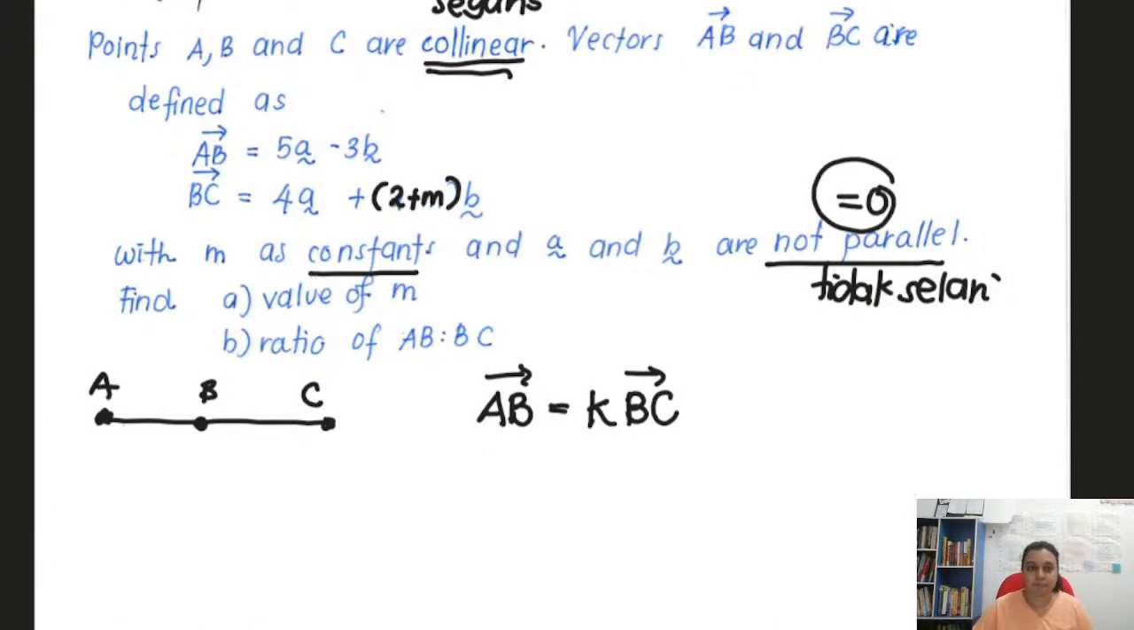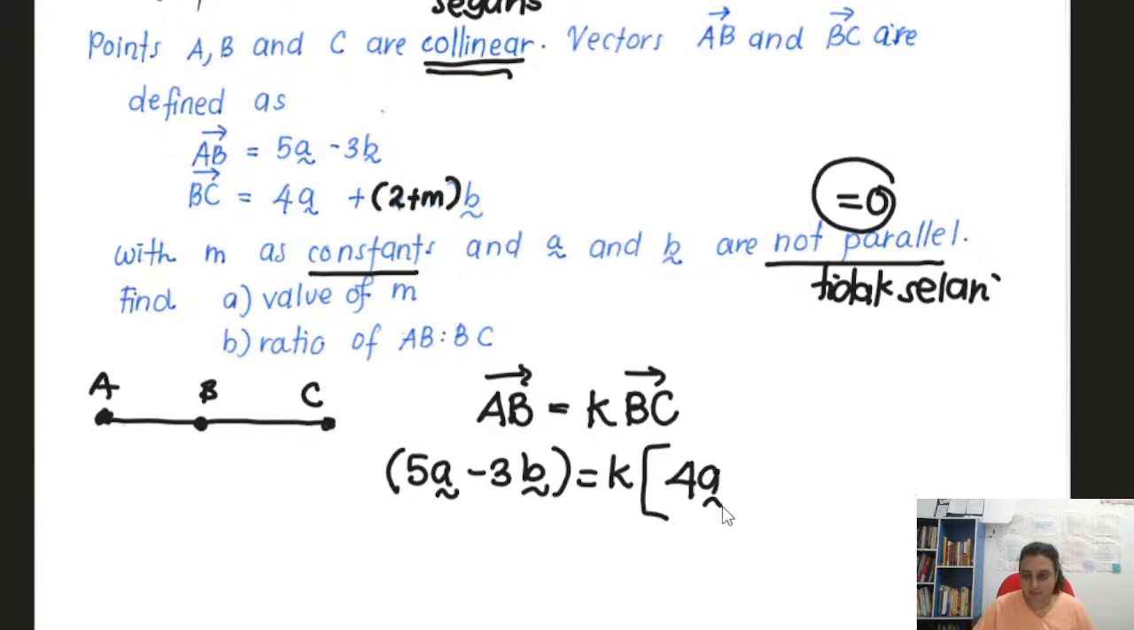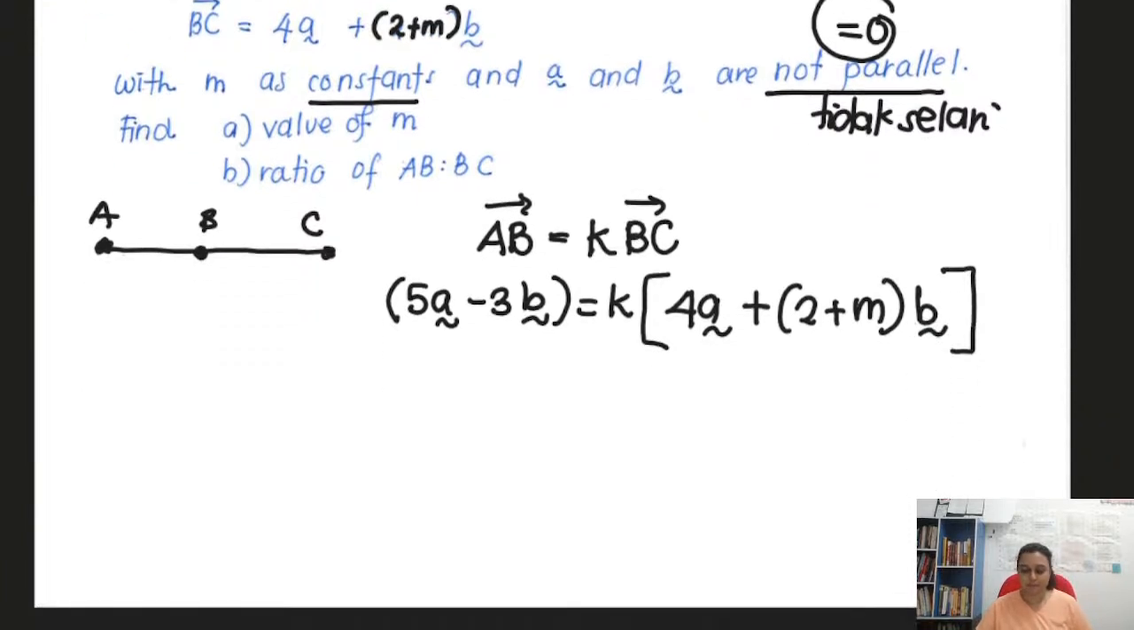Okay, kita guna K. So teacher write down first, AB ialah 5A tolak 3B sama dengan K times BC. BC, I need to write in this kind of bracket: 4A for vector A, 2 plus M vector B. Okay, so far following? Can. Okay, now what you must do? You must kembangkan. You must times in everything.